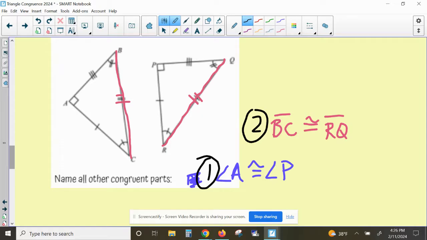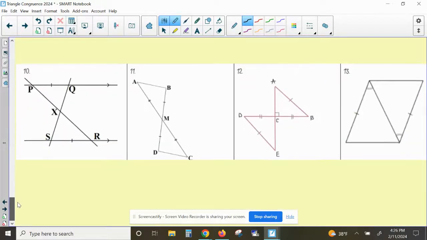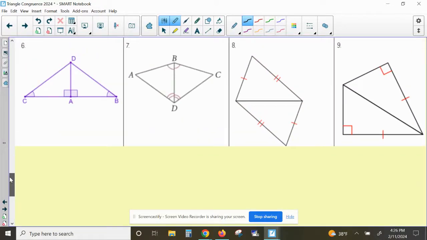These triangles have 6 parts. So you do 3, 4, 5, and 6. Okay, you do those ones. Make sure you show your teacher so we can check to see if they're good. Okay, I'm going to do a couple of these. Let's do a couple of different kinds.